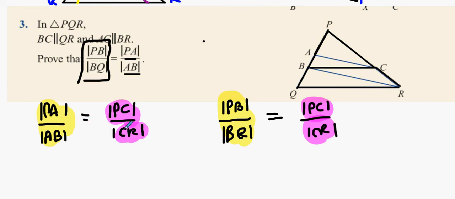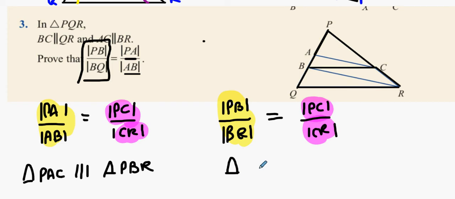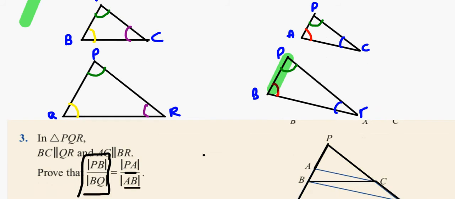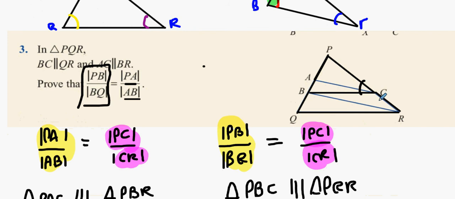The reason why PA over AB equals PC over CR is triangle PAC is similar to triangle PBR. And the reason why I'm going to use this formula is the triangle PBC is similar to the triangle PQR. Remember we did that earlier where we said that PBC have a common green angle, the yellow angles are corresponding, and the two of them are purple angles. So essentially that one's the same as that one, this one's common, and this one is the same as this one. That's why they're both similar triangles.